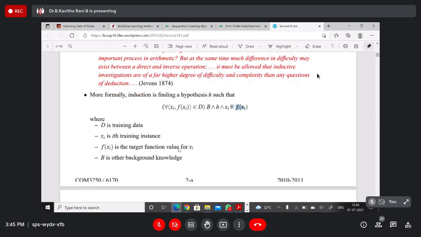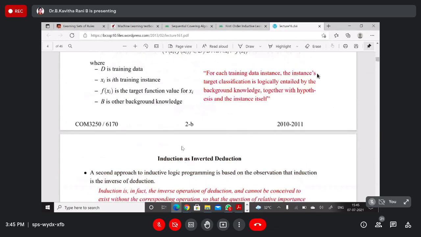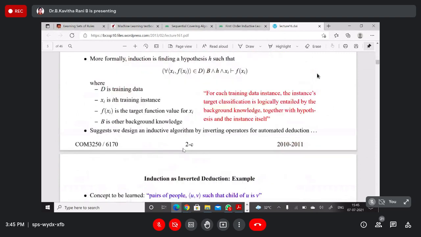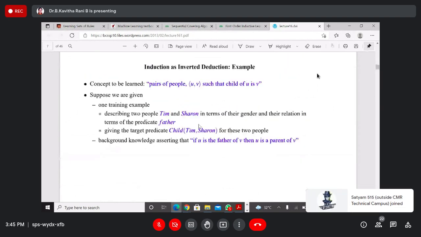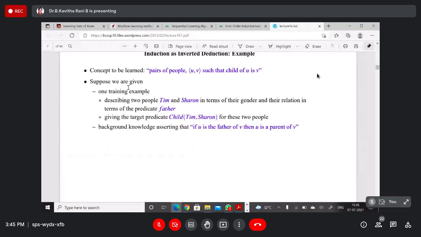Okay. So to see here one example is given. So this is one example. Pairs of people u comma v such that child of u is v. This is concept. Suppose we are given one training example. This concept is one training example which is describing two people. Who are those two people? Tim and Sharon. In terms of their gender and their relation in terms of predicate father.